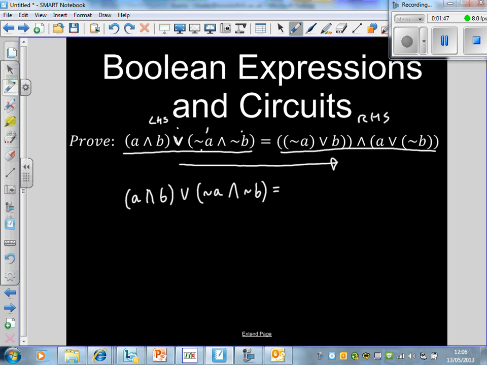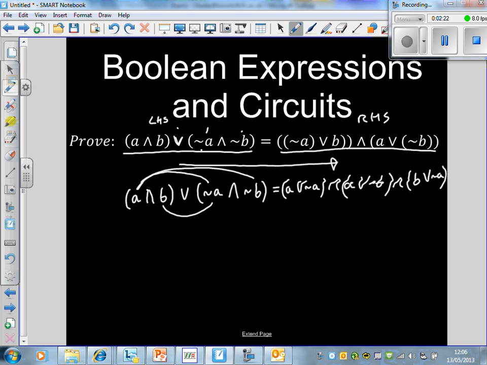So I'm going to multiply this out as I would in normal algebra. First of all, I'm going to have A or not A. Okay, so A or not A. Then I'm also going to have A or not B. I'm also going to have B or not A. And finally, I'm going to have B or not B. Okay, now we're almost there.